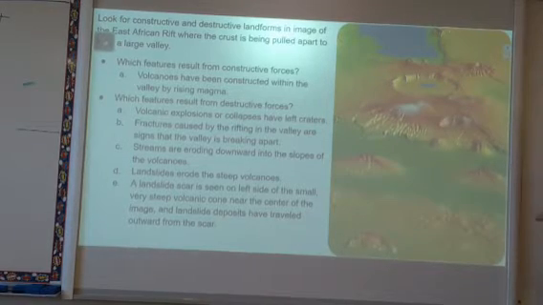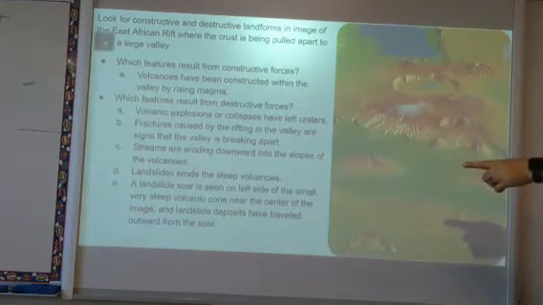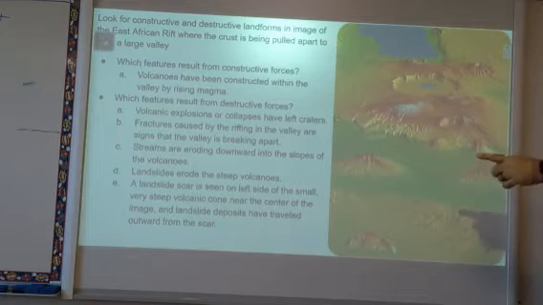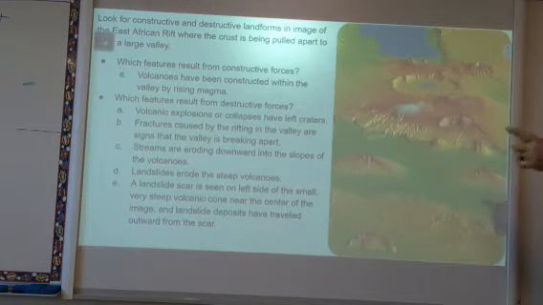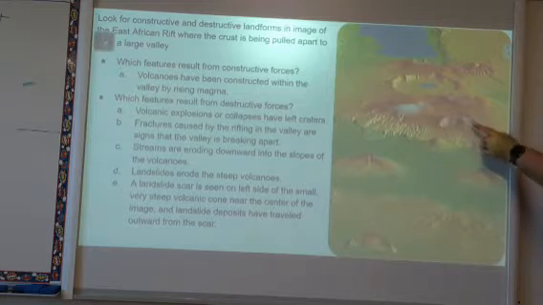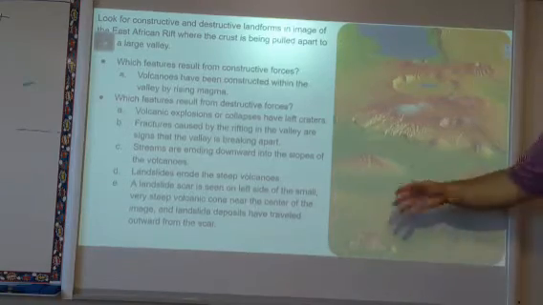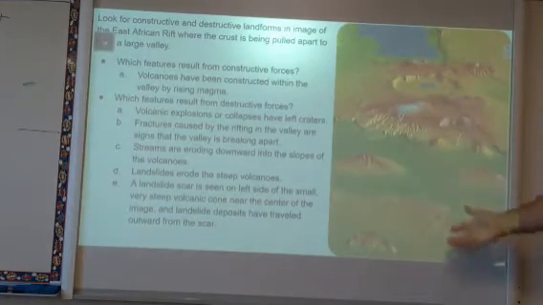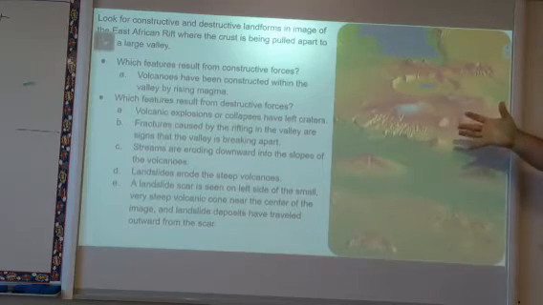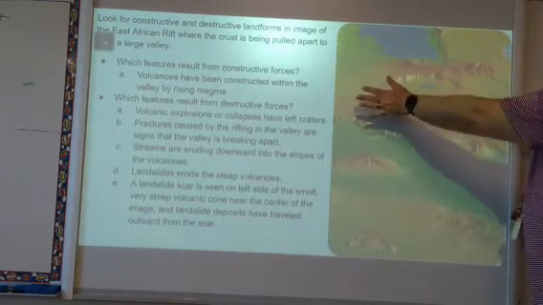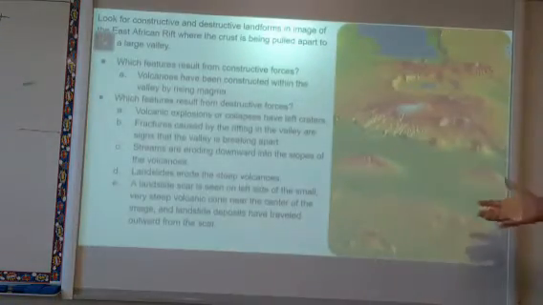And then that E there says a landslide scar is seen on the left side of the small, very steep volcano cone near the center of the image. Landslide deposits have traveled outward from the scar. So I believe that's right here. That's the landslide. So you have constructive and destructive in one place. You have the land being ripped apart, but also you have new land forming.